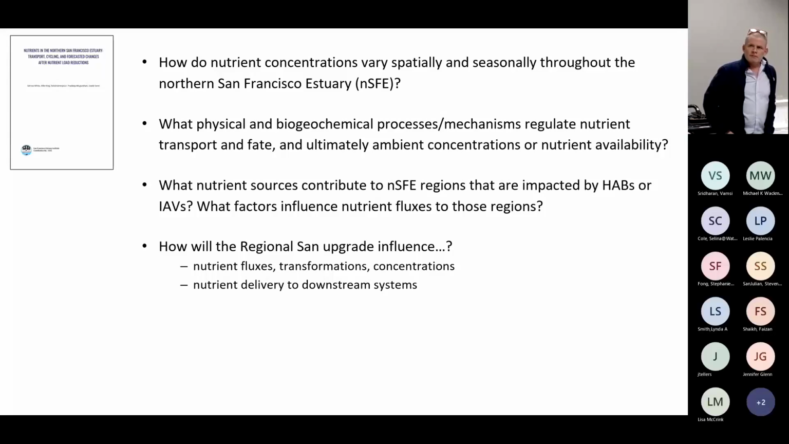And so what nutrient sources reach regions that are impacted by HABs or invasive aquatic vegetation, at least pre-upgrade? This simulation suggests that even though it's quite distant from the Sacramento River, the areas that are impacted by HABs and aquatic vegetation are within the zone of influence to the tune of roughly 50% of their concentration.